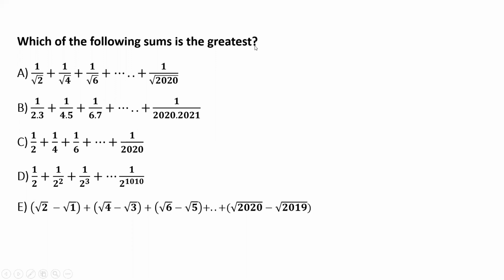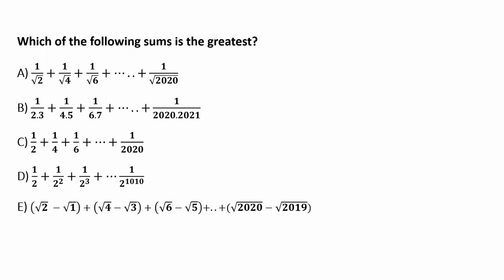Which of the following sums is the greatest? For option A, we have the sum of the reciprocal of square roots of even numbers starting with 2 and going all the way through 2020.